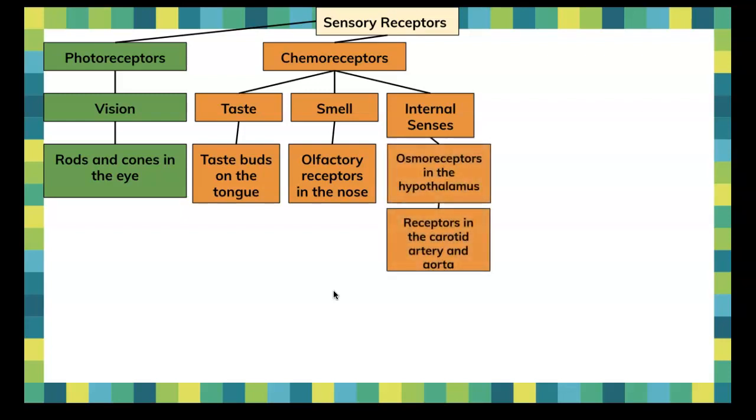And then we also have some internal sensors that use certain chemical changes in our body. For example, the changes in osmoreceptors in our hypothalamus, which basically measures how much water we have in our blood, which is related to our blood pressure. And also the receptors we have for pH in our arteries, like our carotid and our aorta, which measure the pH changes in our blood. So if our pH gets too high or too low, we will start breathing faster or slower.